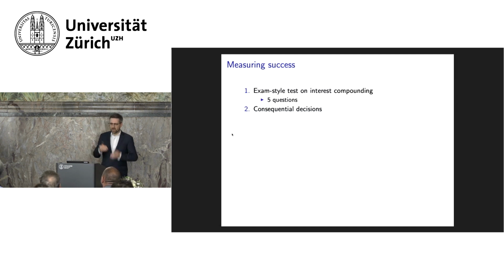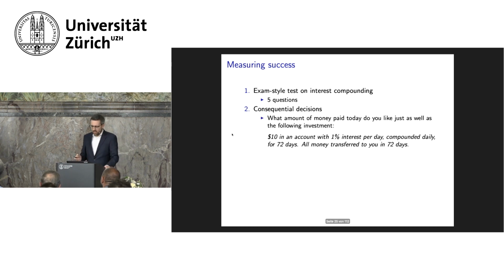We are economists, so we would like to see behavior as well. So we give people choices. We ask them explicitly, which one would you rather have? Say, $10 today, or $10 in an account with 1% interest per day, compounded daily for 70 days, and at the end of the 72 days, we'll give you everything that's in the account. We ask that same question, but instead of $10 today, we ask about $12 today, and so forth. That way, we measure the amount of money that people like just as well if received today as if they received the investment.